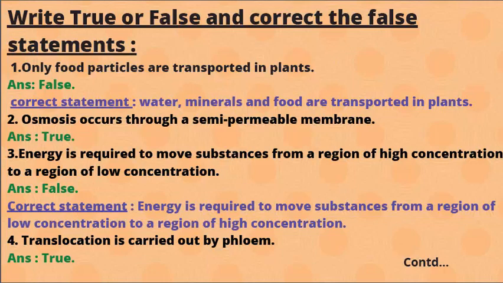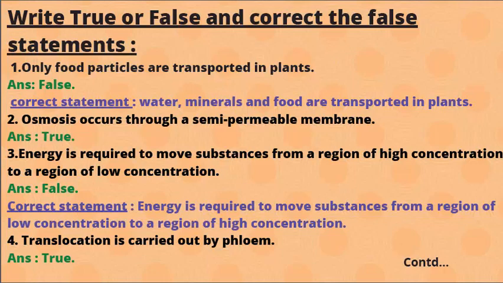Answer is true. Number 3, energy is required to move substances from a region of high concentration to a region of low concentration. Answer is false. Correct statement is energy is required to move substances from a region of low concentration to a region of high concentration, which happens in the case of the active transport process.